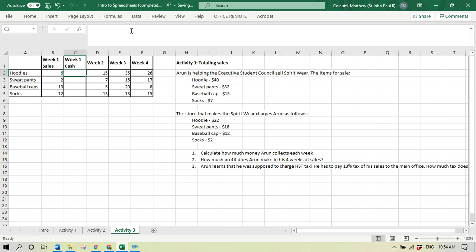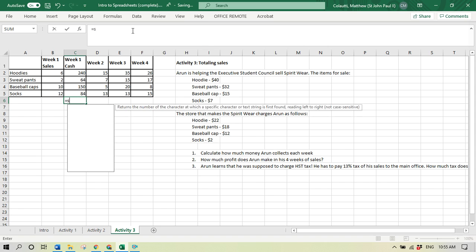He had 6 hoodies, so I'm going to write equals whatever that 6 is, and then multiply by the cost per hoodie. Well, we know hoodies are $40. That's how much he charges. Similarly, I'm going to write equals. Click that B3, so 2 sweatpants multiplied by $32 each. Equals whatever that is times 15. And socks are $7, so equals that times 7. Now, that's how much money he collected in week 1.